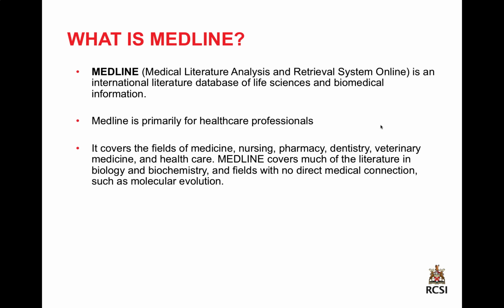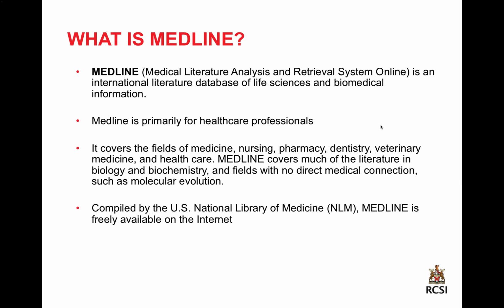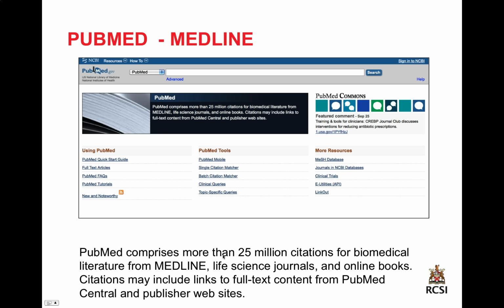So a lot of peer-reviewed, good quality biomedical information. And as I say, it is compiled by the US National Library of Medicine, federally funded, freely available on the internet to anybody who wishes to see it. And all of this information is searched via something called PubMed. And here is PubMed.